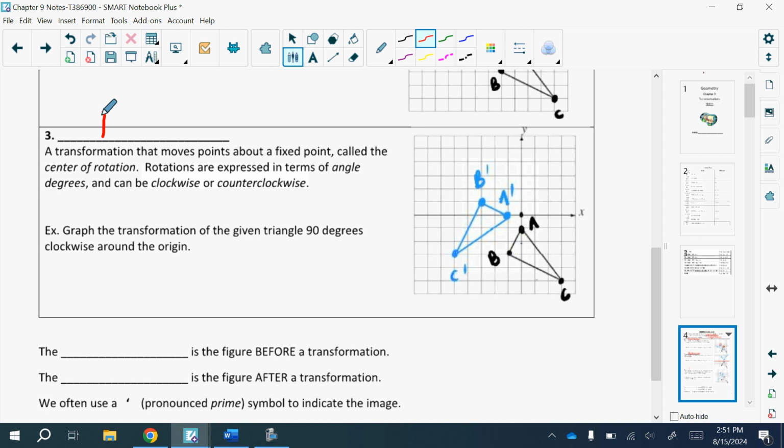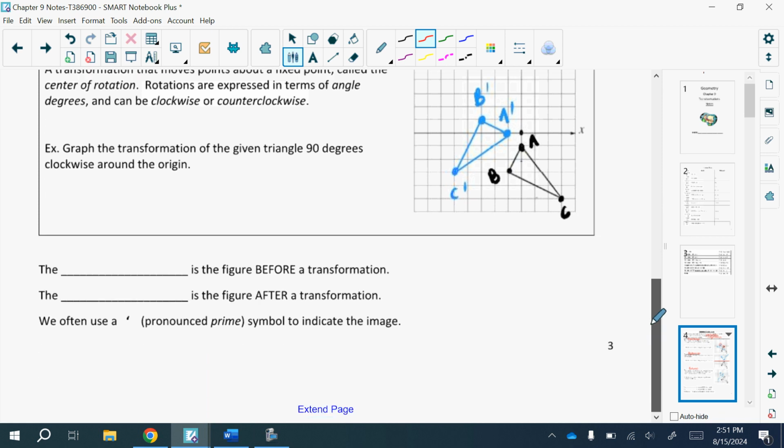3 is rotation. It's a transformation that moves points about a fixed point called the center of rotation. Rotations are expressed in terms of angle degrees. For example, rotation 90 degrees, 180, 270, etc., and can be clockwise or counterclockwise, with an example to the right here.